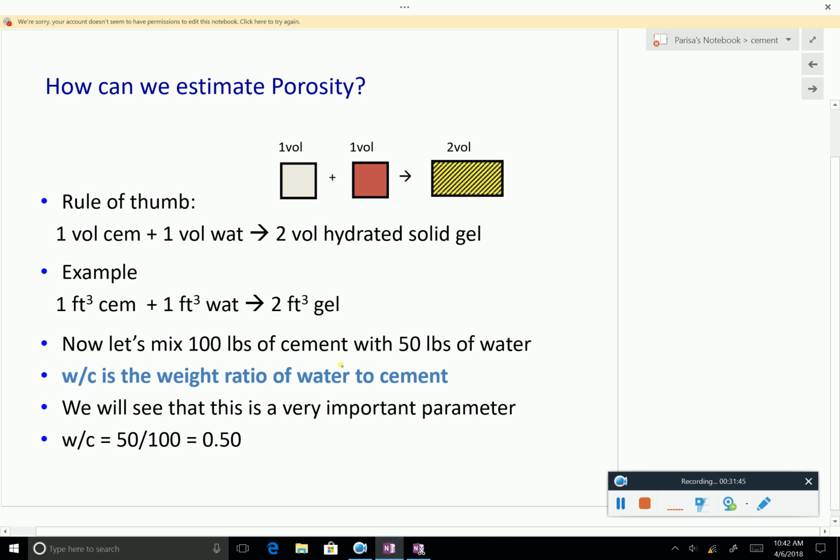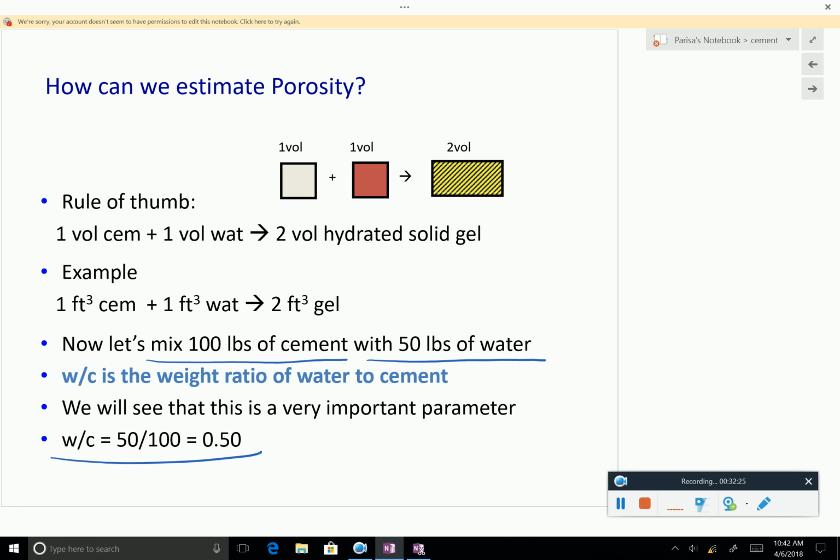Now, let's say we mix, and this ratio is weight-wise. That means weight of water over weight of cement. That's something to remember. So if you mix 100 pounds of cement with 50 pounds of water, you are going to get a water-cement ratio of 0.5. Now the question is, how much porosity will you have? And porosity, as I told you before, is a volume factor. So we need to do a little bit of calculations to relate one to the other. And that's what we want to do next.